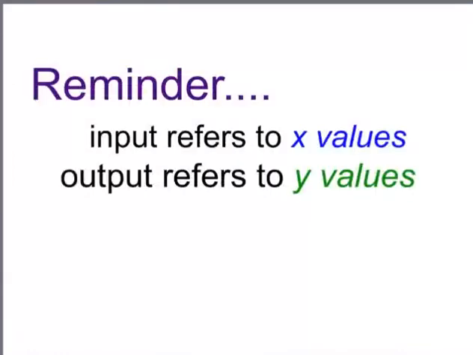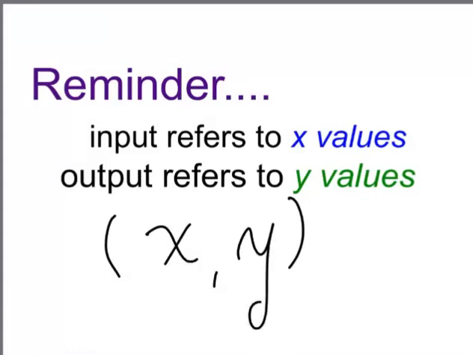And just a quick reminder: inputs refer to your x values, which, don't forget, in a point, the x comes first, and your output refers to your y value. So if you're seeing a list of points, you are seeing input and then seeing the output.